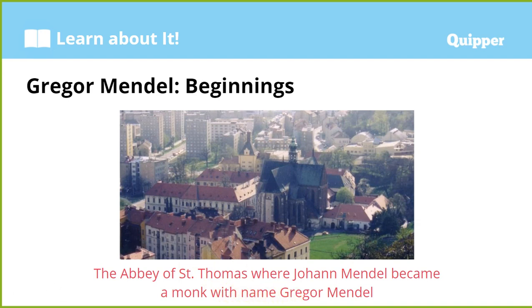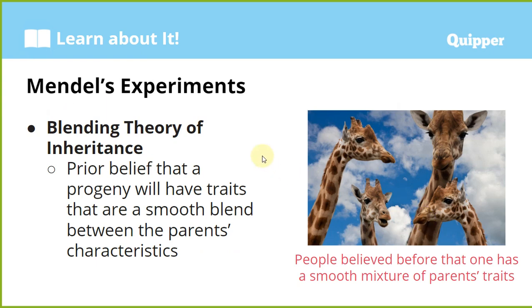Kasi ang pangalan niya, class, Johann Gregor Mendel. Okay po. But when he became a monk, he was commonly called Gregor. Okay? So yan, here are his experiments. Number 1, blending theory of inheritance. Let's know this first.